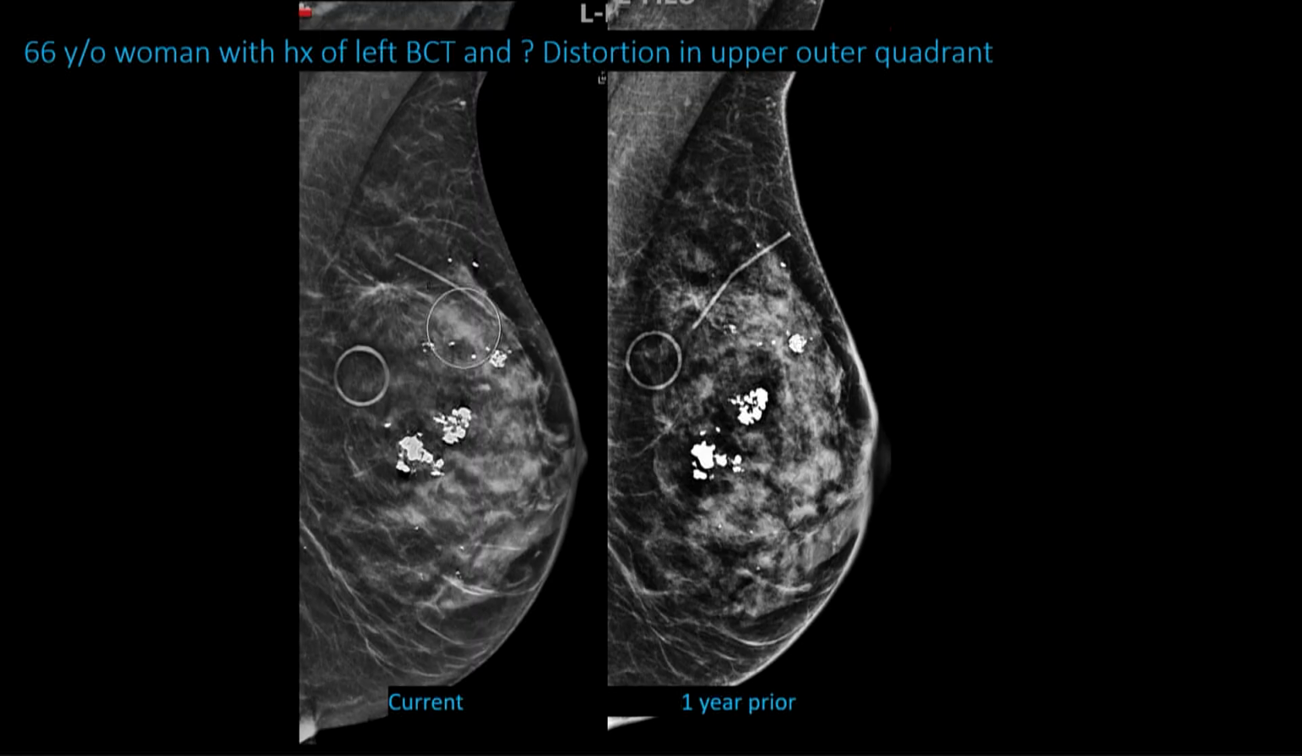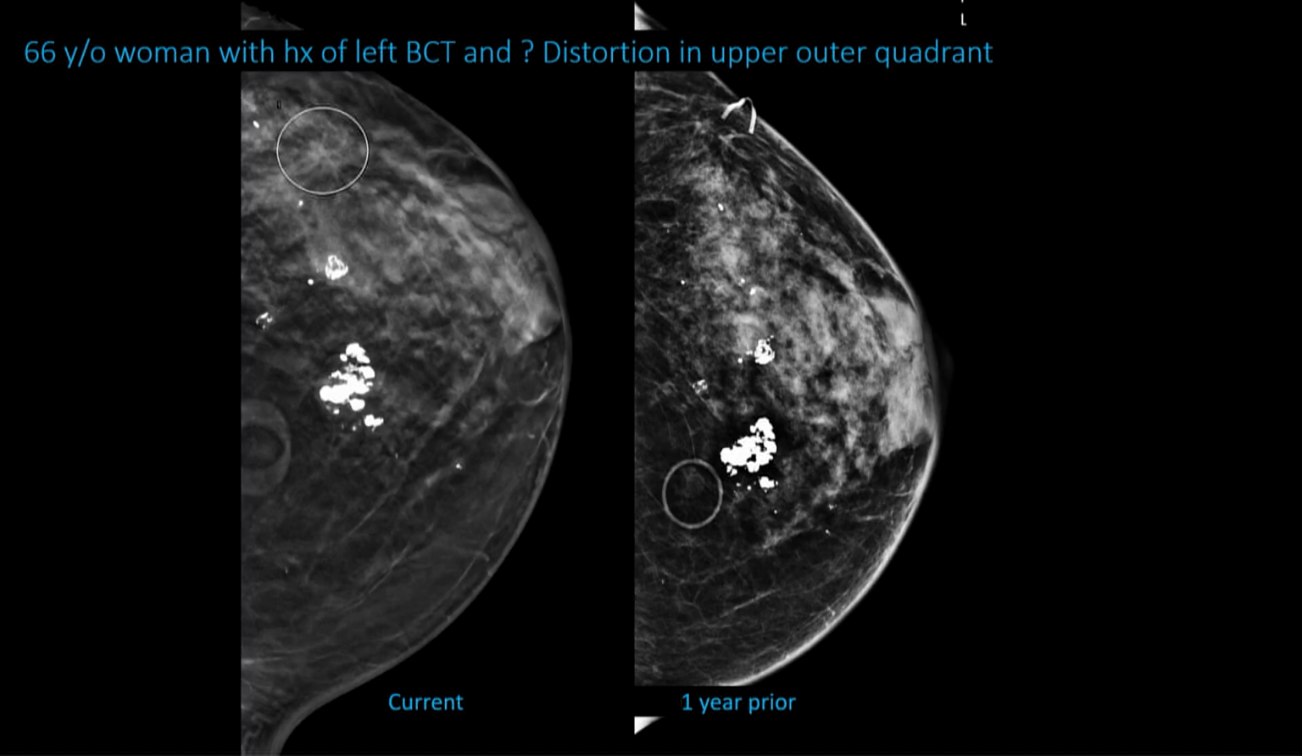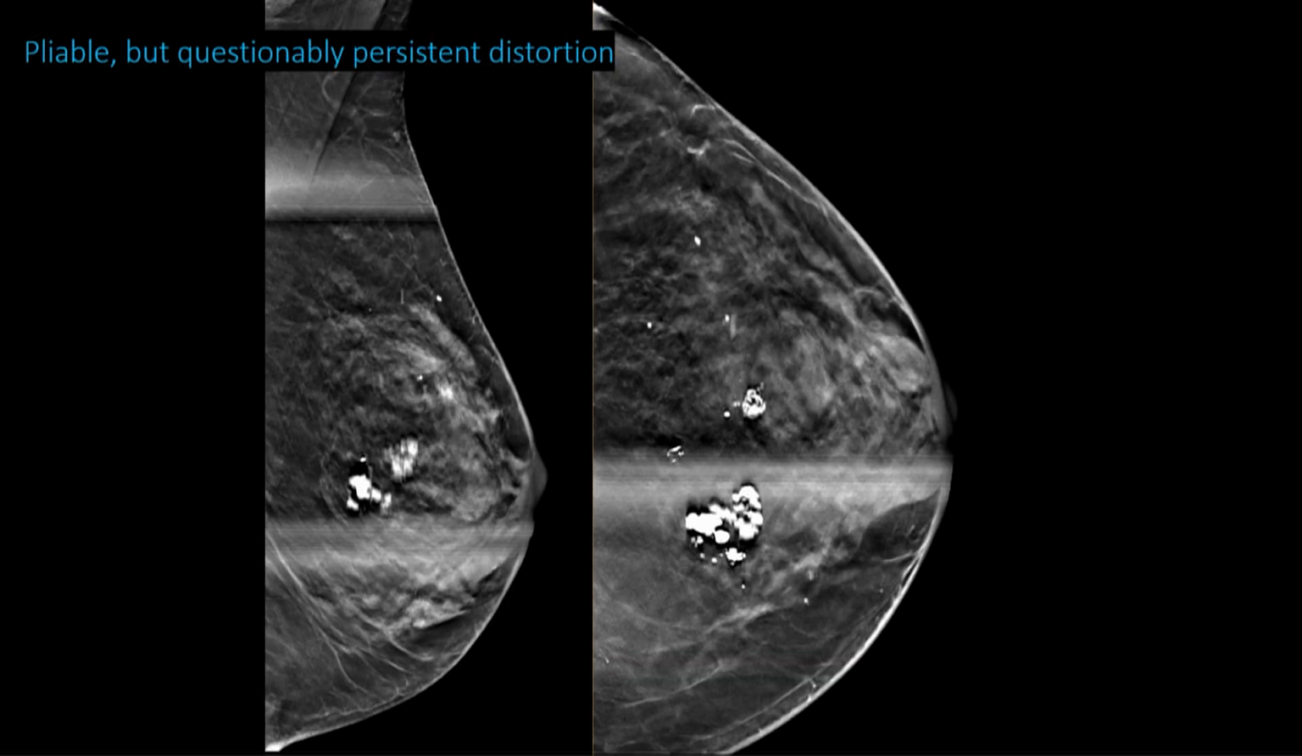So this is a 66-year-old woman. She has a history of left BCT and questionable distortion on her screening mammogram in the upper outer quadrant. This is one of those mammograms that I look at, and I really hope I don't have it at a Friday at 4:30 because it's just so dense, so complex, lots of dystrophic calcifications, scar marker, and you want to look at the scar and say, is this scar in relation to the scar marker? So there was worry about new scar developing versus architectural distortion, so she was called back.